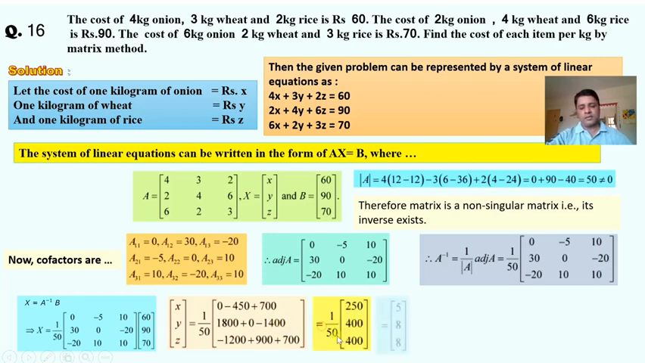Now let us find the solution of this. So 1 upon 50 is still outside, and minus 450 plus 700, 250, 1800 minus 1400, 400, and 9 plus 7, 16 minus 12, 400.